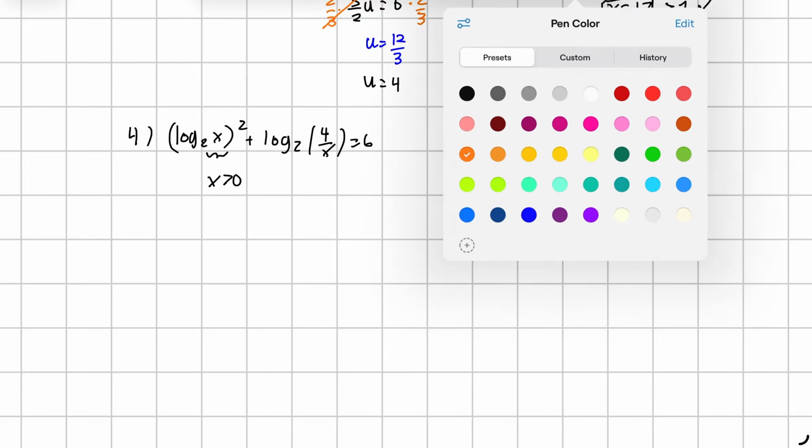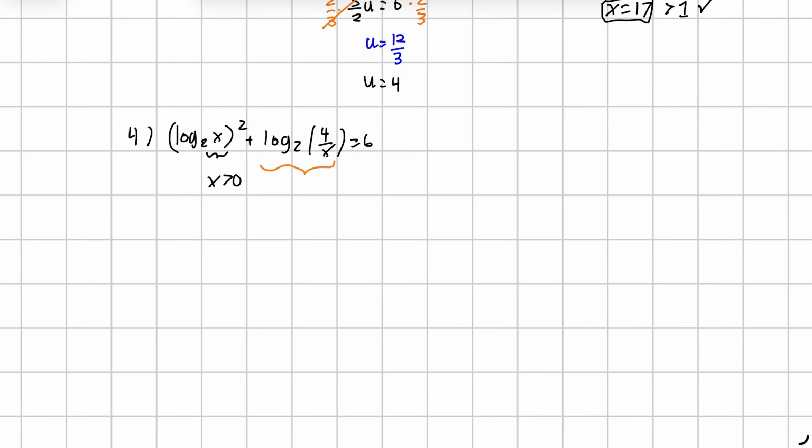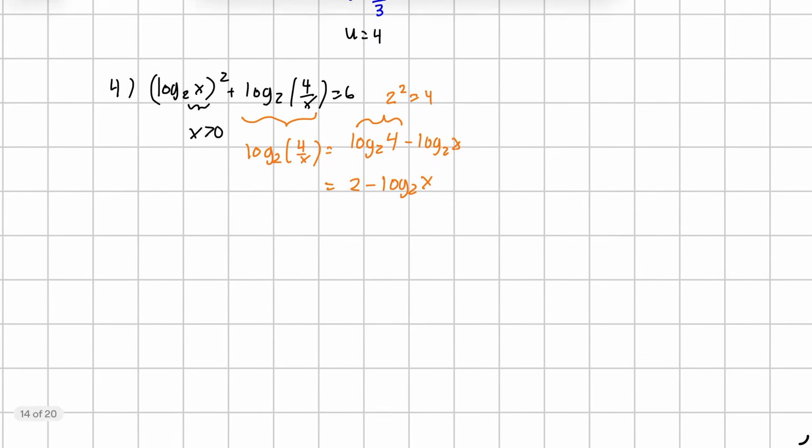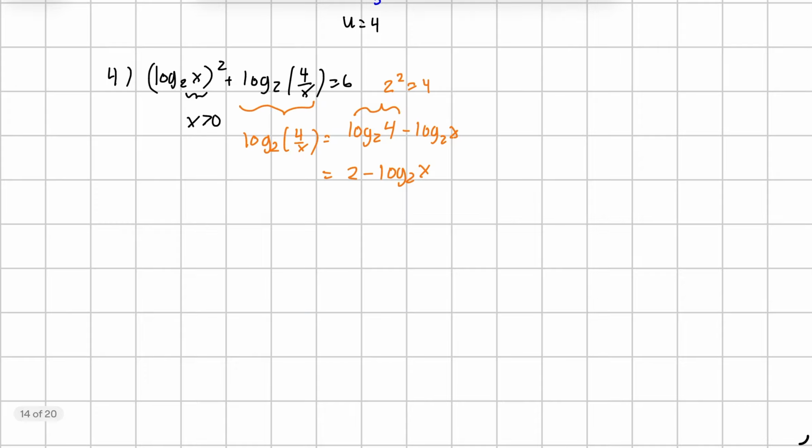For this log, we can rewrite this using the quotient rule. We have log base 2 of 4 over x is equal to log base 2 of 4 minus log base 2 of x. This is equal to 2 minus log base 2 of x, because 2 to the power of 2 is equal to 4. Now, we can rewrite our entire equation as log base 2 of x squared plus 2 minus log base 2 of x is equal to 6.